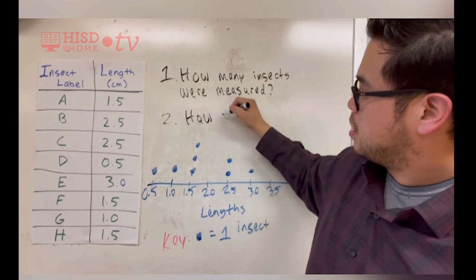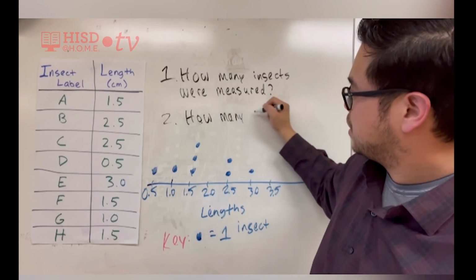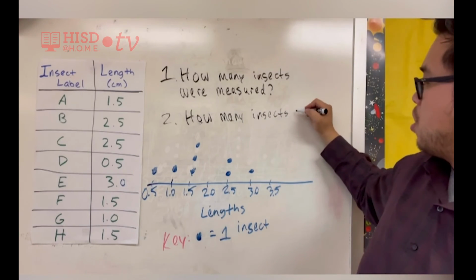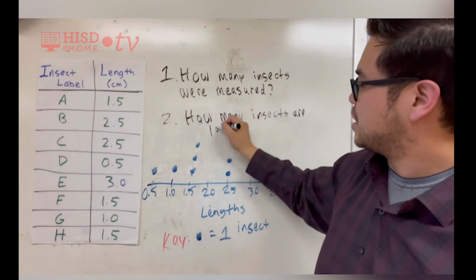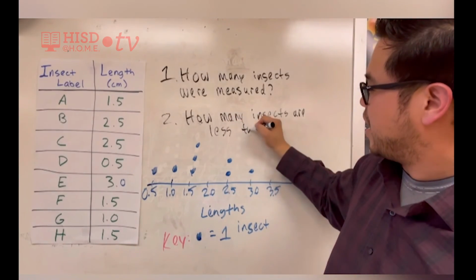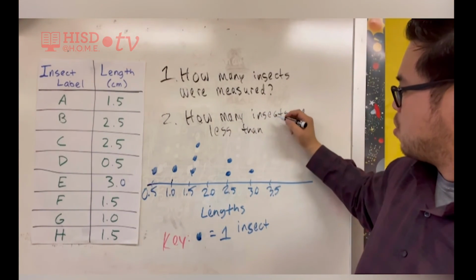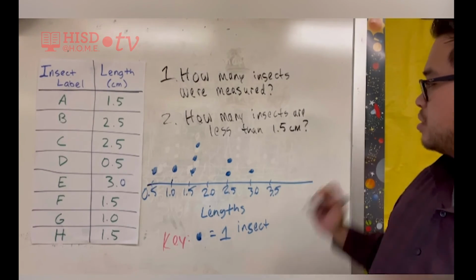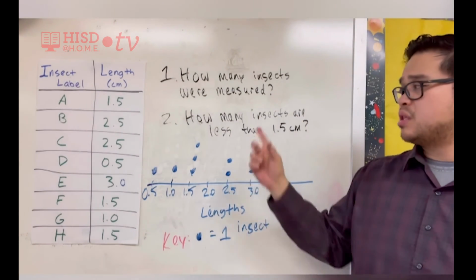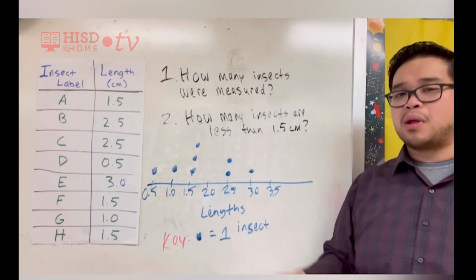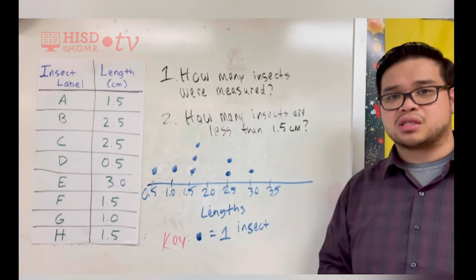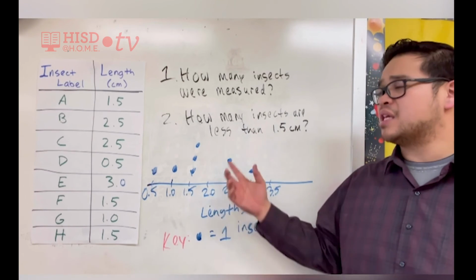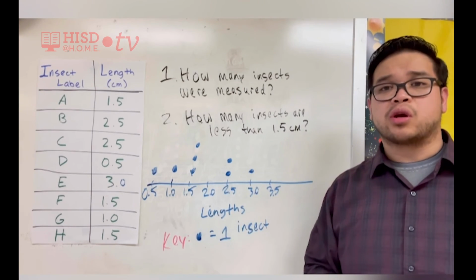Second question is, how many insects are less than 1.5 centimeters? So write these questions in your journal. You use the dot plot to help you answer these questions. Go ahead and do that. And when you're done with that, come back and I'll have an exit ticket for you to copy down and to work on your own.